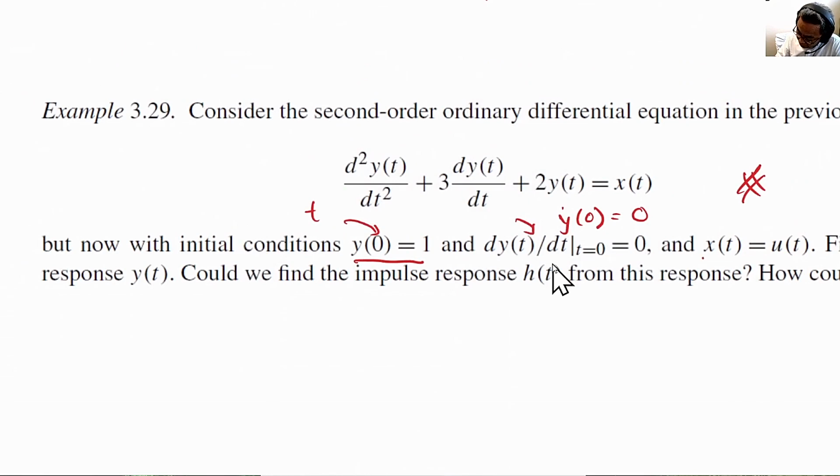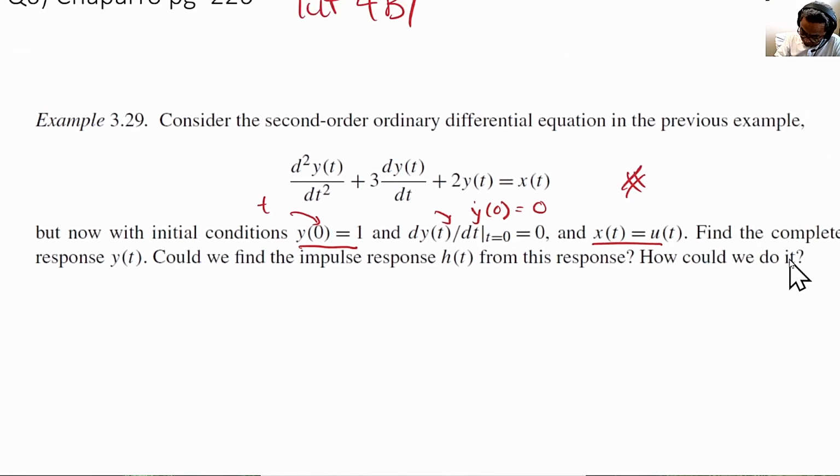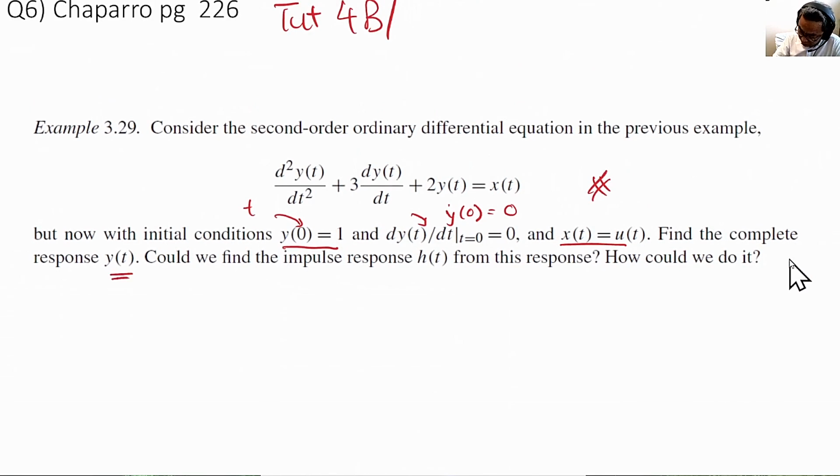Now, we are also given that the input is a unit step. We are asked to find y(t). We'll use the Laplace transform to convert this equation into the s domain so that we can manipulate the equation algebraically and then find the inverse Laplace transform for y(t).